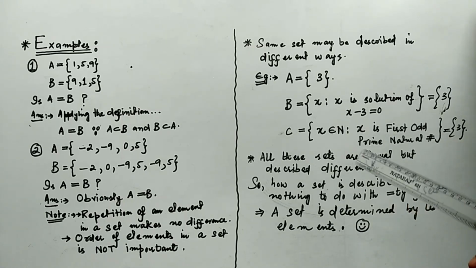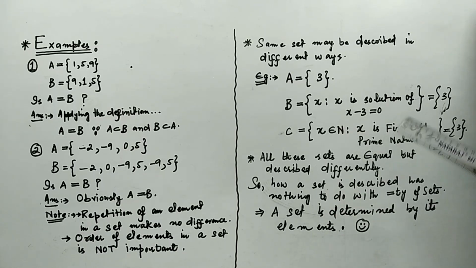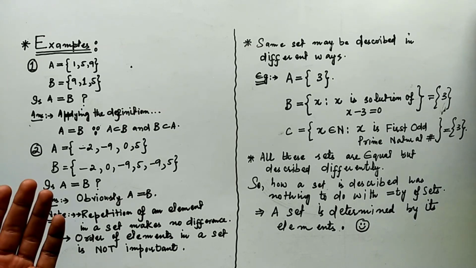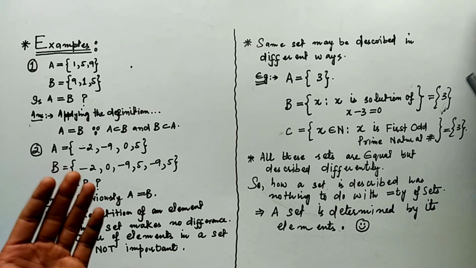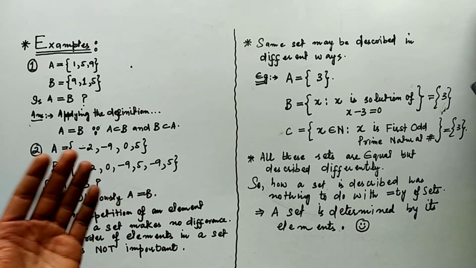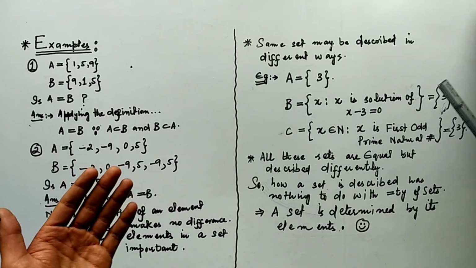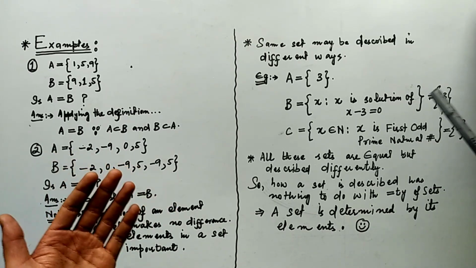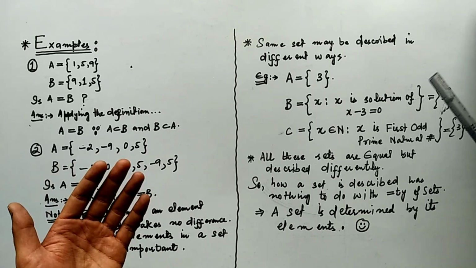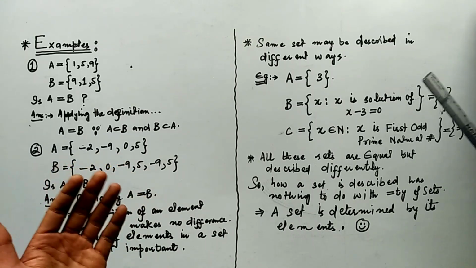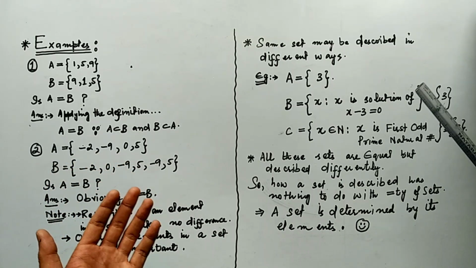So the purpose of this example was to highlight the fact that if a set is described in different ways, it does not change the set. Actually, a set is not determined by its description, but by its elements. That is what the axiom of extensionality says. It tells us that a set is determined by its elements.